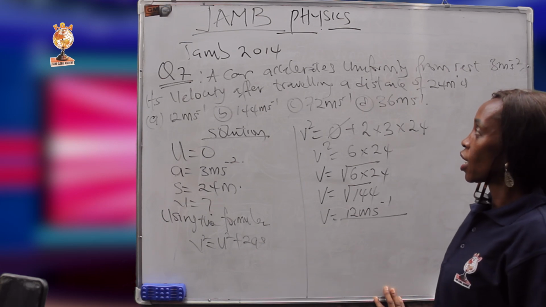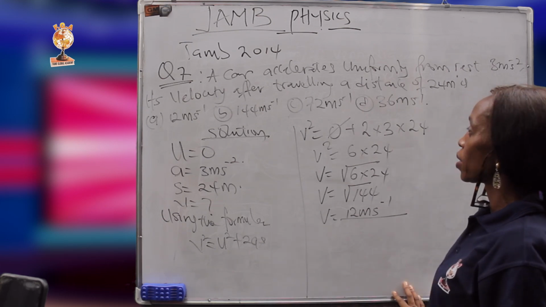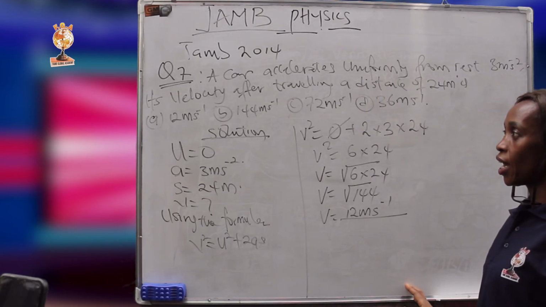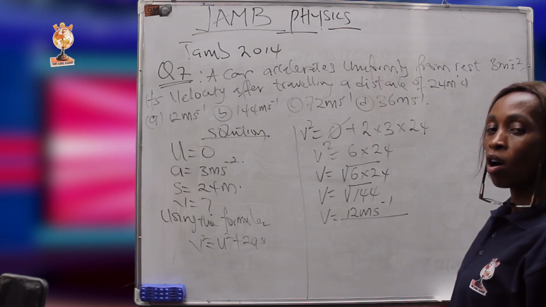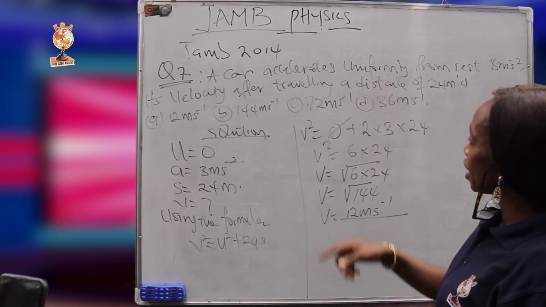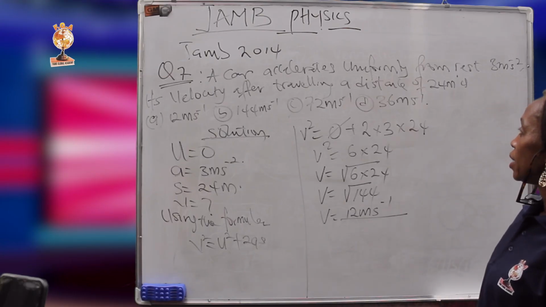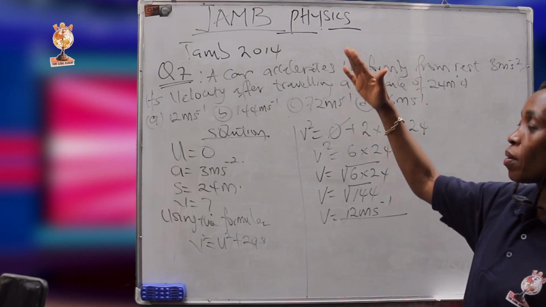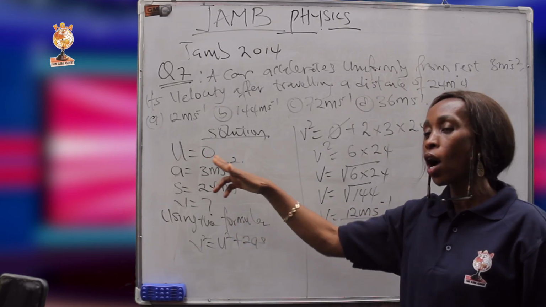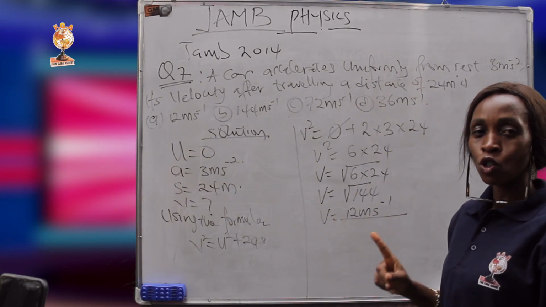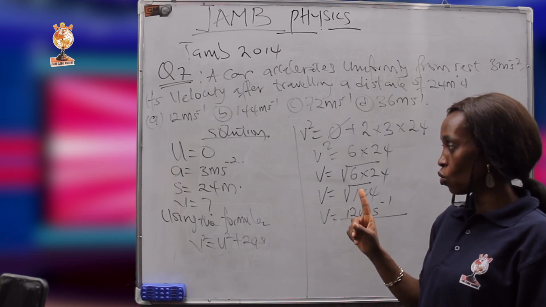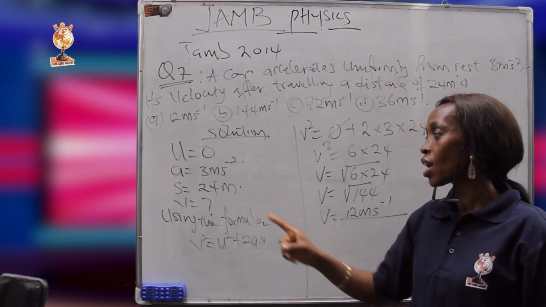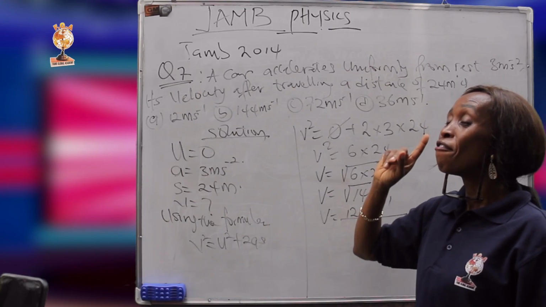I come again. A car accelerates uniformly from rest at 3 meters per second squared. Its velocity after traveling a distance of 24 meters is: A is 12 meters per second, B is 144 meters per second, C is 72 meters per second, and D is 36 meters per second. So first of all, write out the parameters. What am I given? I'm given U as 0 because it is starting from rest, so automatically your initial velocity becomes 0. And A is given in the question as 3 meters per second squared. S is also given as 24 meters, and I'm asked to find velocity.